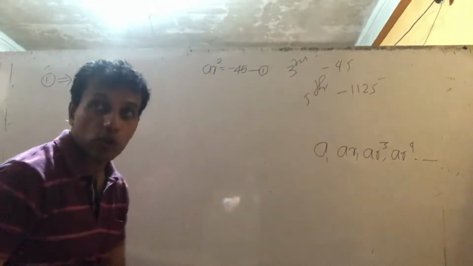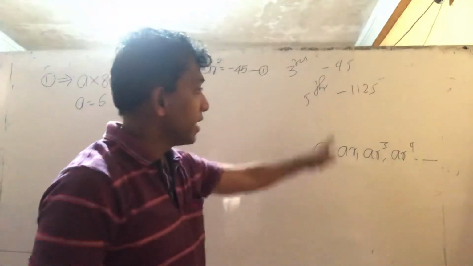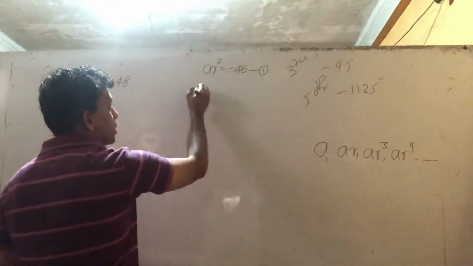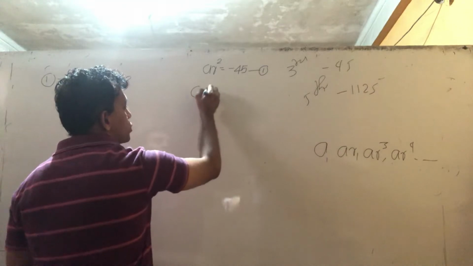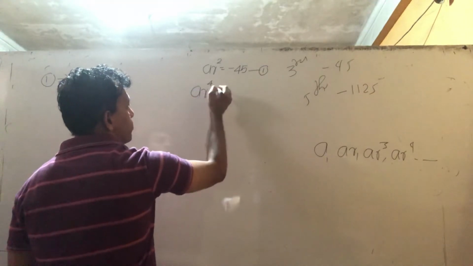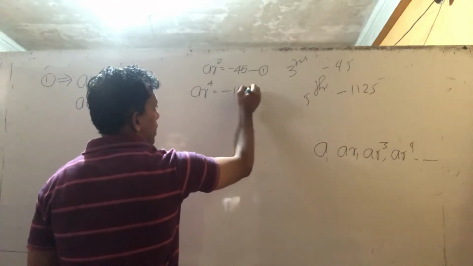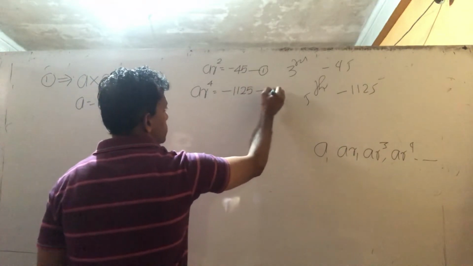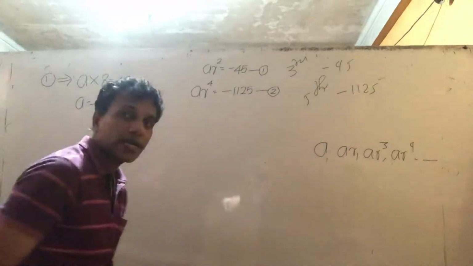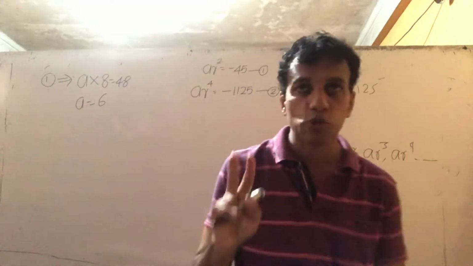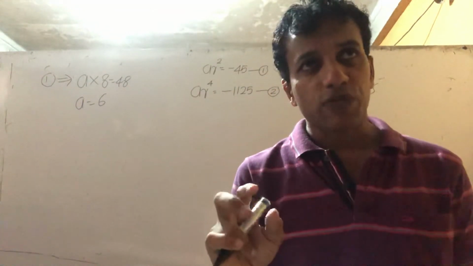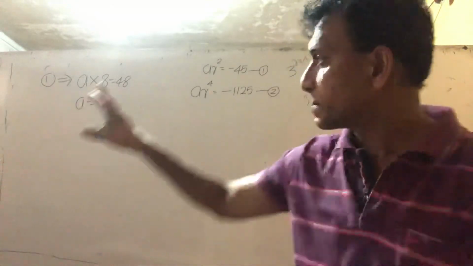Say first equation, and the fifth term, a r to the power 4 equals minus 1125. Second equation. So you will get exam 2 marks for each, 1 mark for you. There were totally 2 marks in such a case.